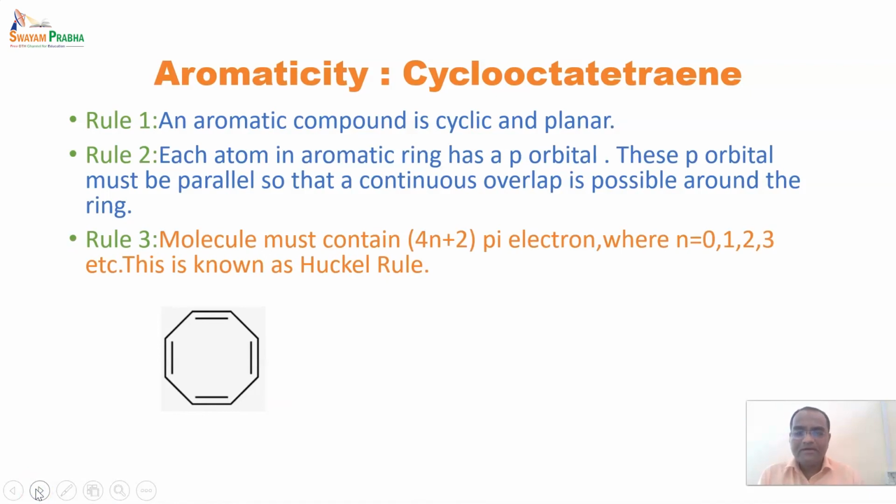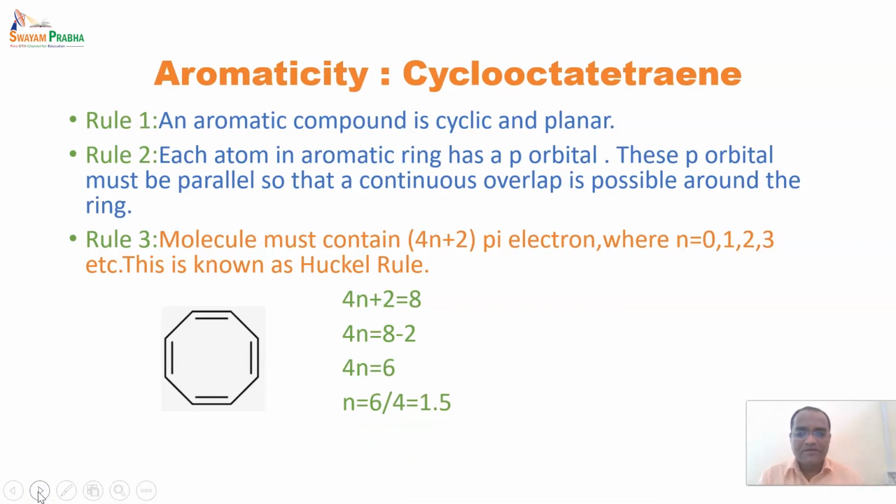But it does not satisfy Huckel's rule. So we'll see by an equation how it does not satisfy Huckel's rule. There are 4 pi bonds, and it means that there are 4 pi electrons, each bond consisting of 2 pi electrons. So there are a total of 8 pi electrons, and after making the arrangement and solving the equation, the value for n becomes 1.5.